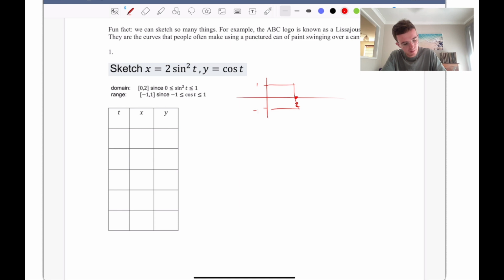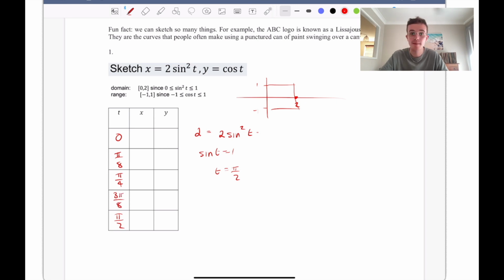We know the minimum is going to be 0 radians, but the maximum is going to occur when x is 2. So let's make 2 equal to 2 sine squared of t. That means sine of t is equal to 1, and t is pi on 2. So the maximum is pi on 2. And we're just going to evenly divide each of these, so we can have some nice points. So we're just dividing those equally.